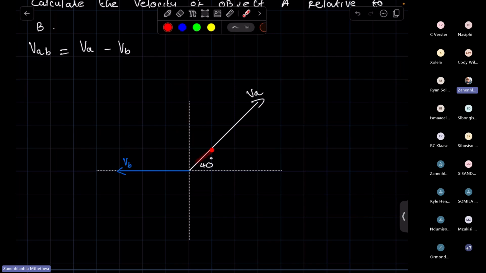As you can see, both these vectors or both these objects are not parallel to each other. So we look at them relative to the Cartesian plane. So that is what we are looking at. That is what we refer to as relative velocity on non-parallel planes or on non-parallel objects. Are we clear?